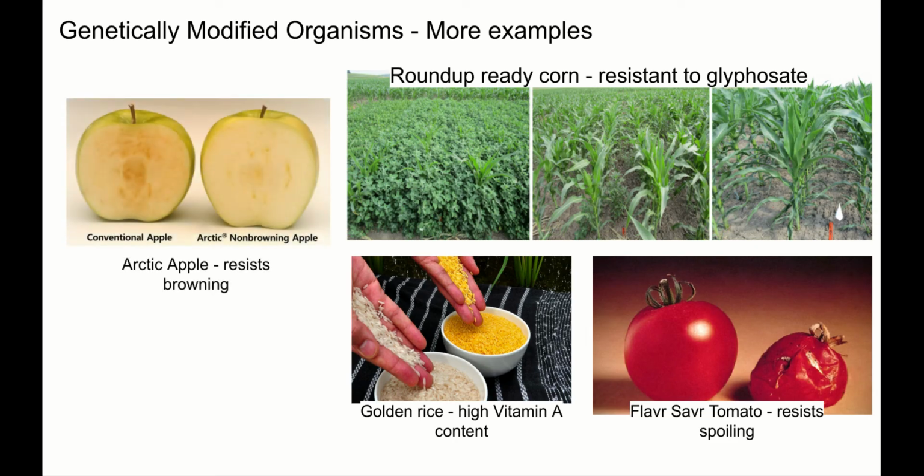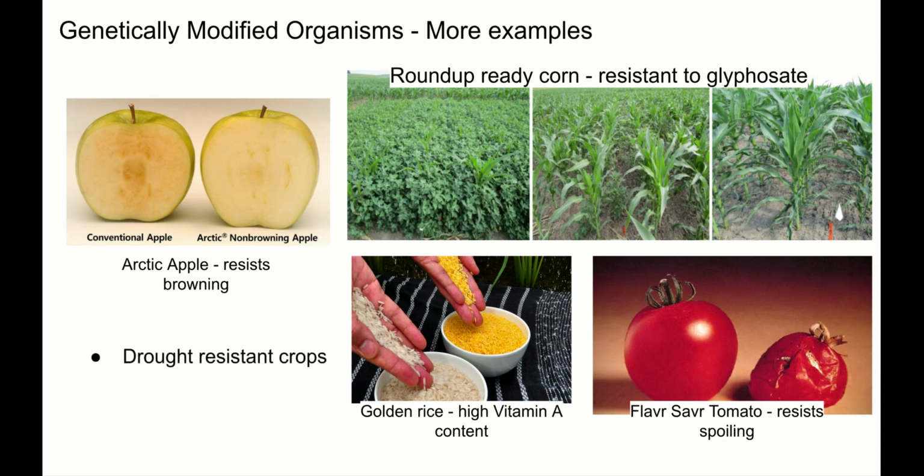This is the Arctic apple, which resists browning. It turns out that that browning that apples do when you cut them and they're exposed to air, it's controlled by just one enzyme, and the browning doesn't do anything for the apple. It's just a quirk of evolution. And so this is an apple where that enzyme is inactivated. And so when you cut into the apple, it doesn't brown. There's other types of genetically modified organisms.